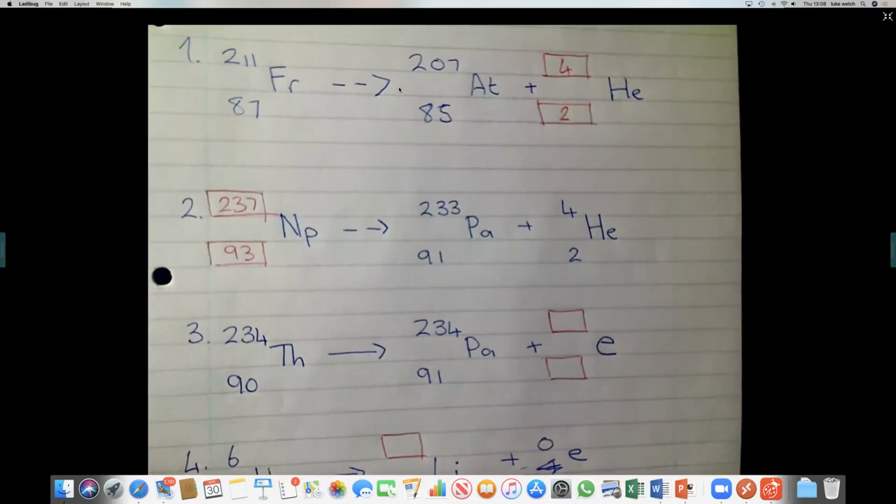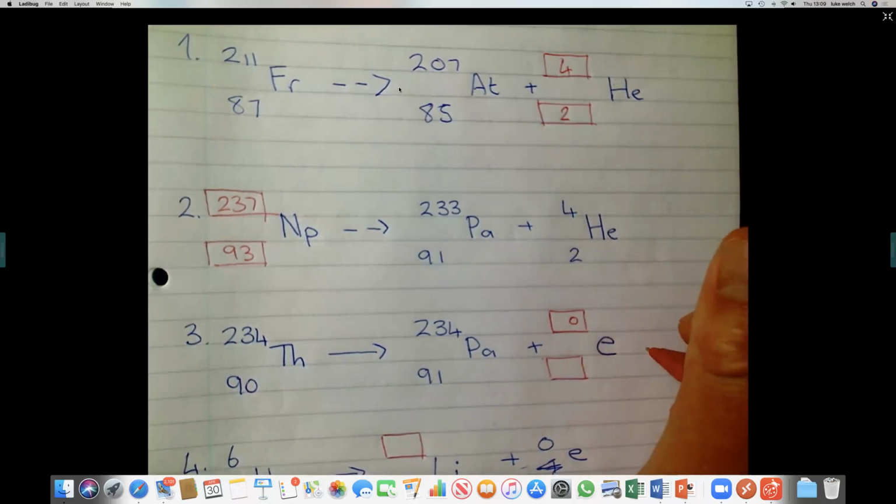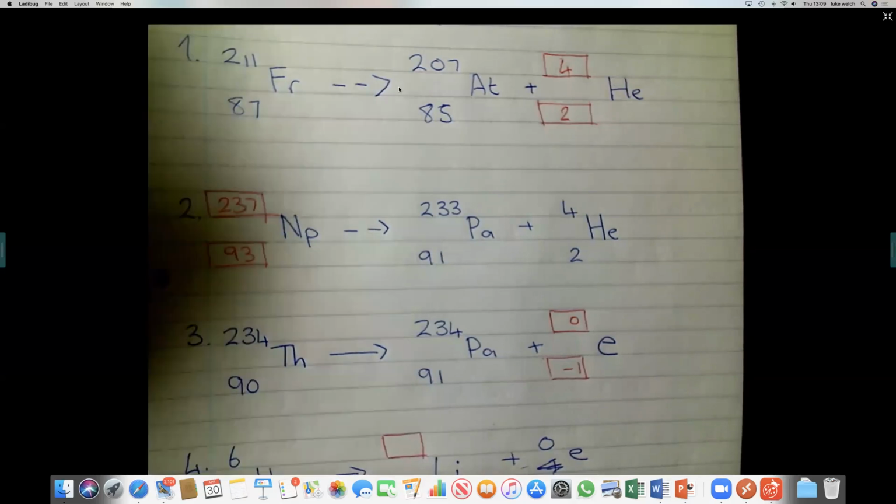Number 3. Now this time it's gone from 234 to 234. So it's not changed. It's gone from having a proton number of 90 to 91. So it's kind of gained a proton. So what does that mean I'm going to write? Nothing's happened at the top, but at the bottom it's emitted a negative electron. Okay, moving on.